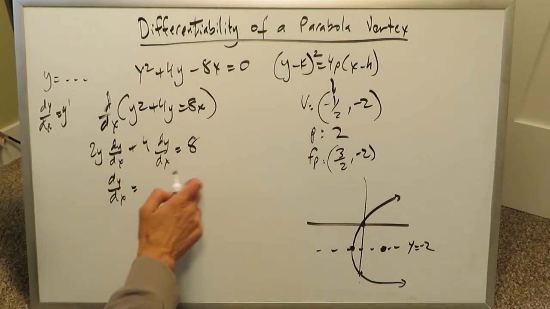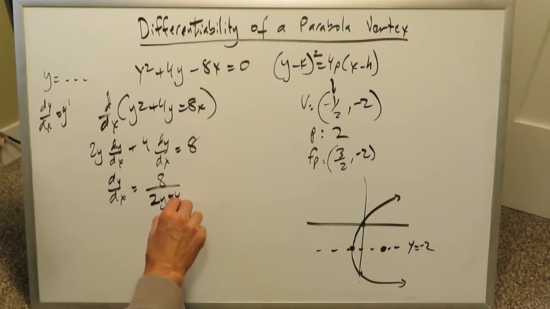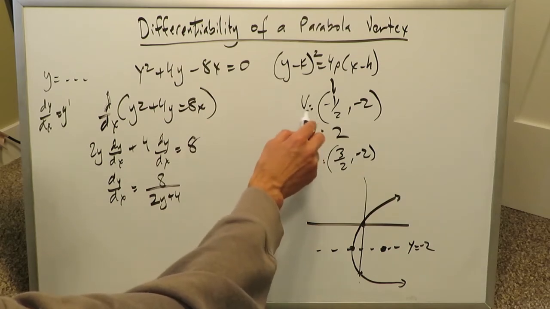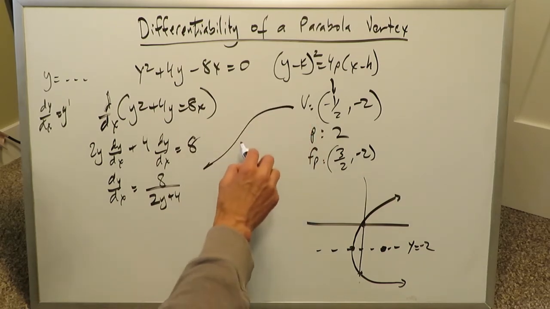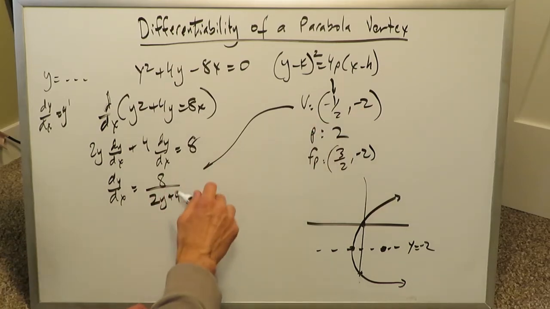You isolate and take it on the other side, you'll get 8 over 2y plus 4. And we're seeing if this point, the vertex, the parabola vertex, is differentiable or not. We have values right here. This value feeds in right over here. But there's no x component here, but that's fine. You have a y component, you can put it over here.